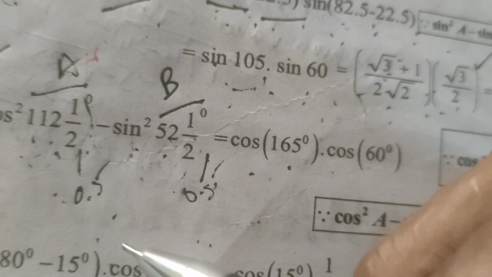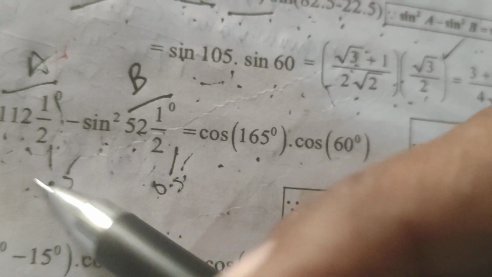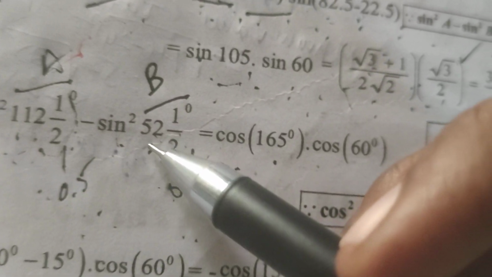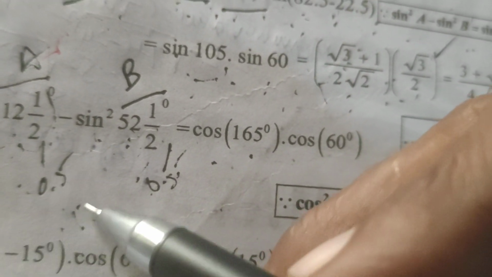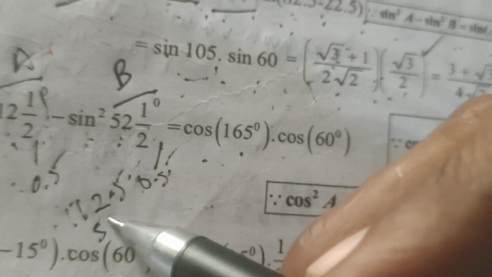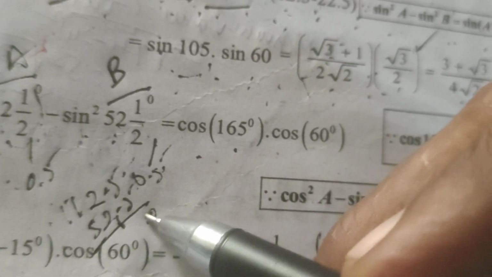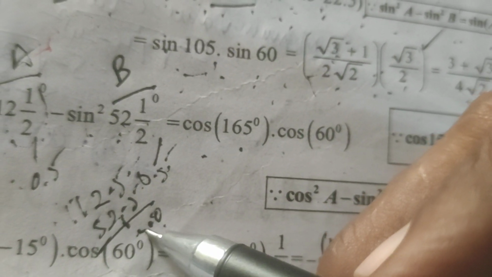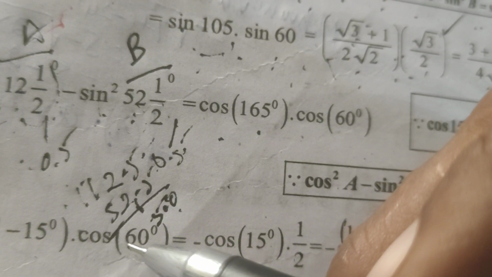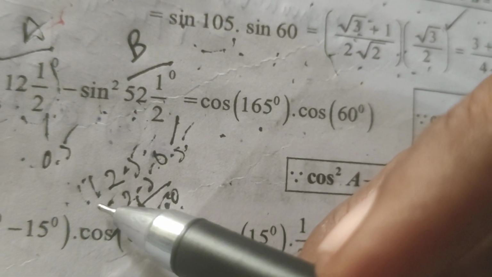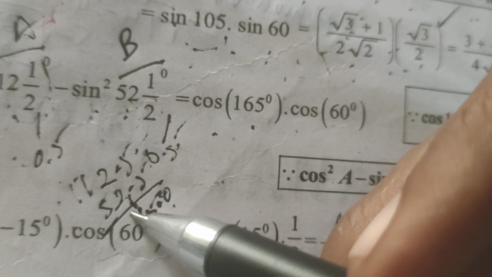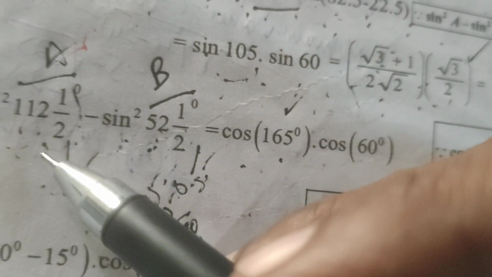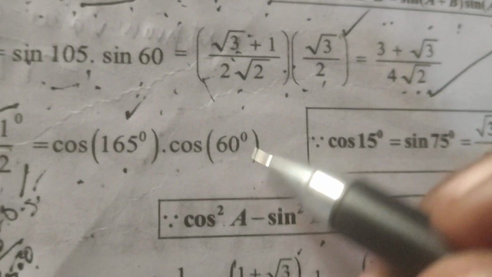So 112.5 plus 52.5 gives 165 degrees. Similarly, 112.5 minus 52.5, we will get 60 degrees.